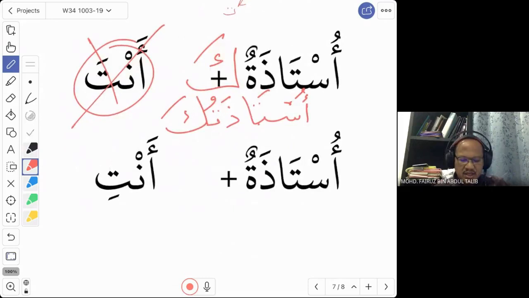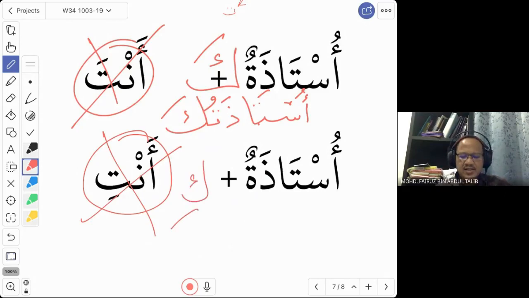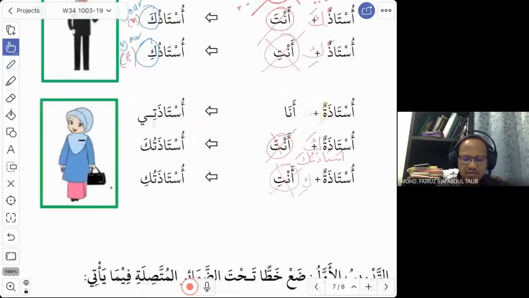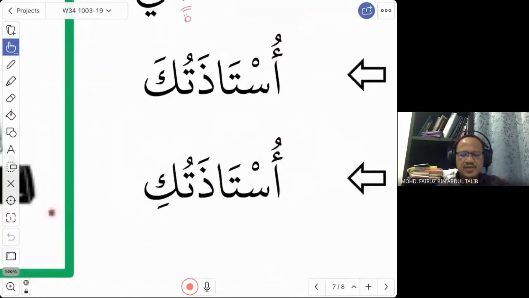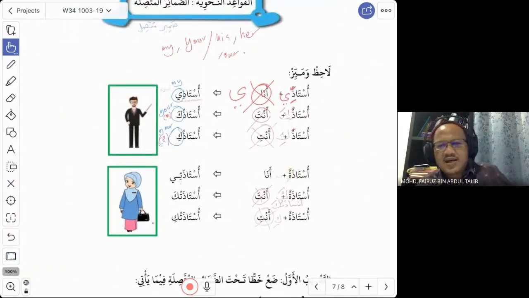And the last word, the same thing, ustaza, but this time we want to add to the word auntie. But of course, we don't say ustaza to auntie. No. You change auntie to ki. Okay. So how do you read the word? Now it becomes ustazatuki. Just like what we have here. Right? So this is the lesson on dhamair muttasila and also dhamair munfasila.